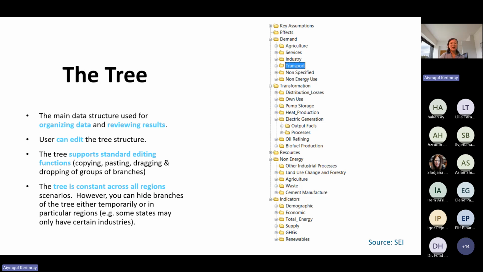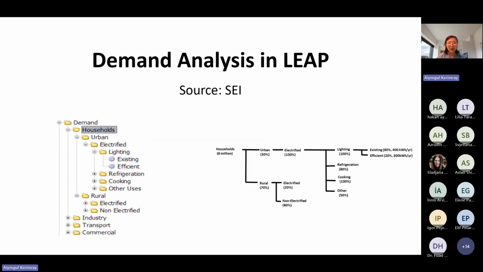So power plants receive coal as an input and produce electricity as a secondary fuel. Oil refineries have crude oil as an input and oil products as an output. So any kind of transformation process is described here. And further down below, you can see non-energy sectors are described, and indicators that can be used in different branches.